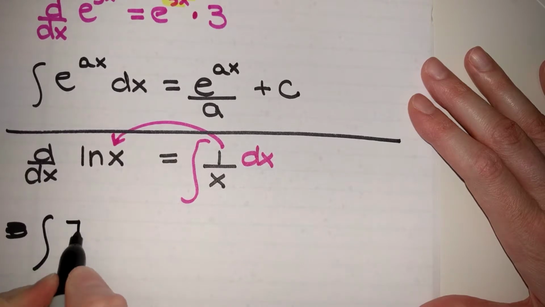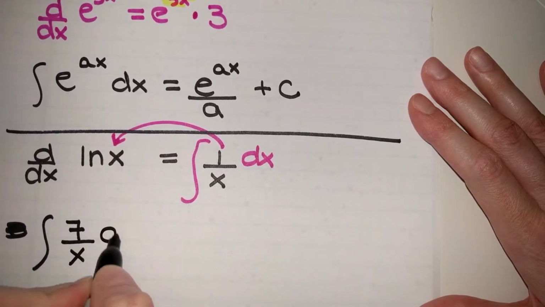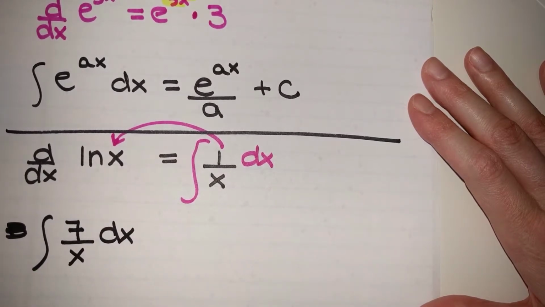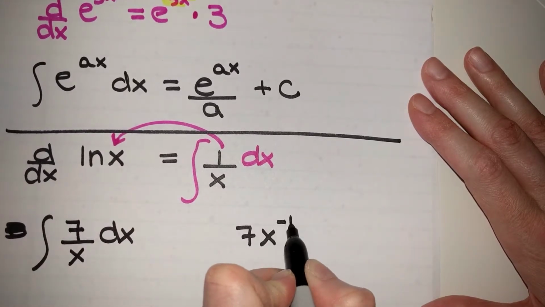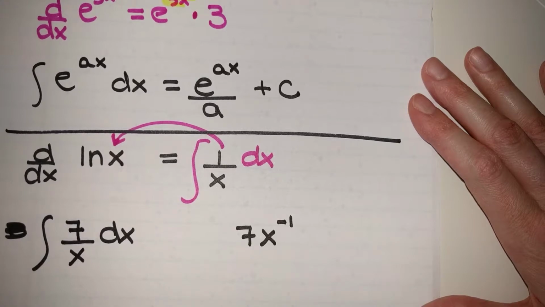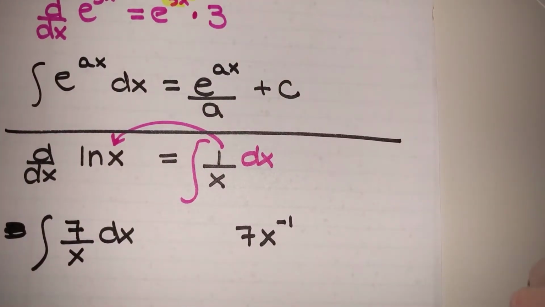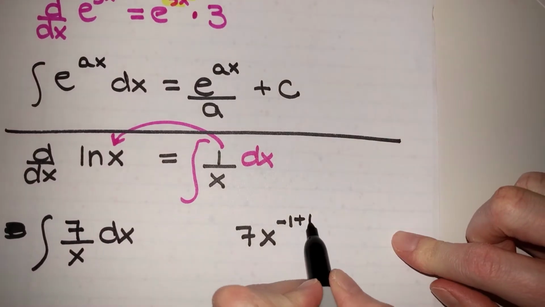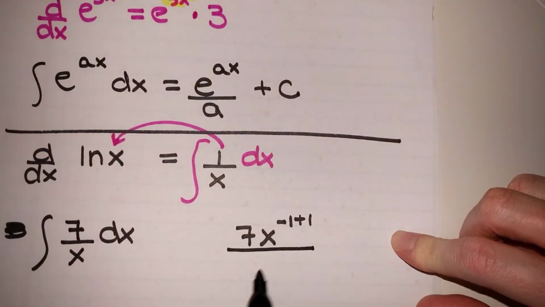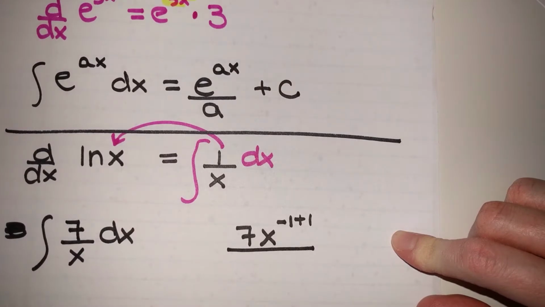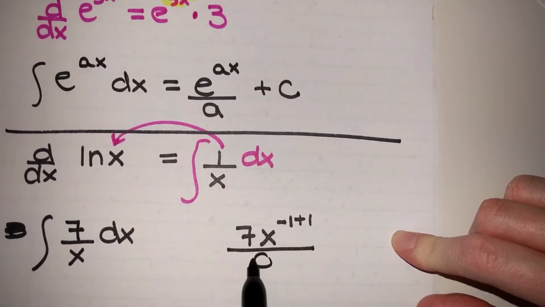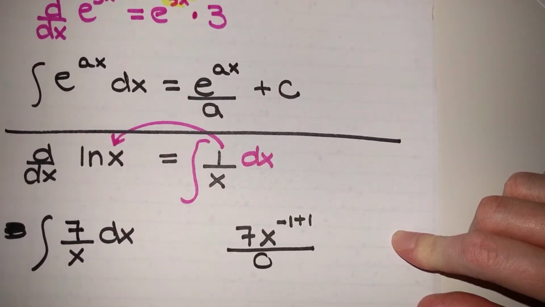So if, for example, I have 7 over x dx, you look at that question and you're like, okay, well, if I was taking the derivative, I would move this x up into the numerator to get x to the negative 1. Now, as soon as you start to apply the power rule, though, you see something weird happen. You add 1 for the power rule, and then you divide by the new exponent. But here the new exponent is 0, and we cannot divide by 0.